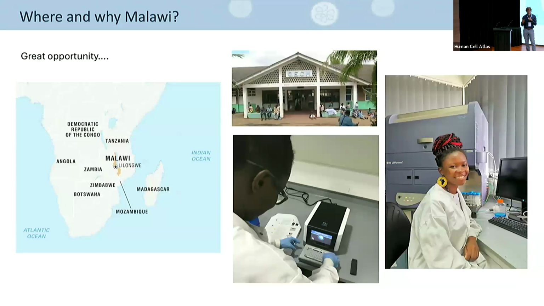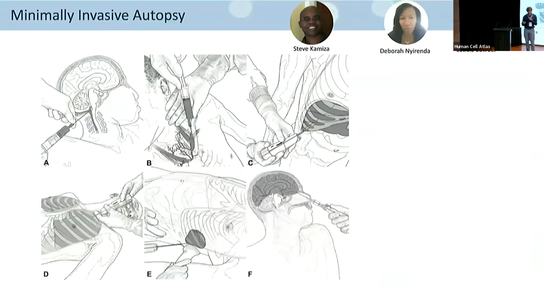So we've managed to set up many things, other people previously, and then more recently we've set up single-cell sequencing. Many challenges, as I've highlighted.